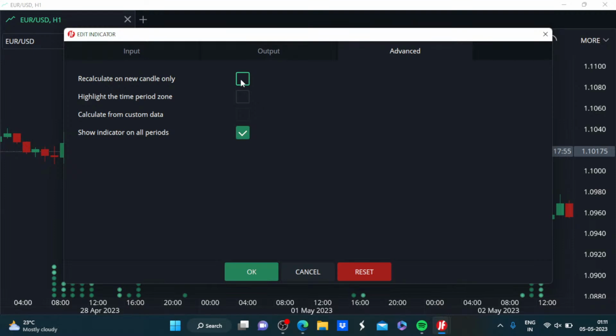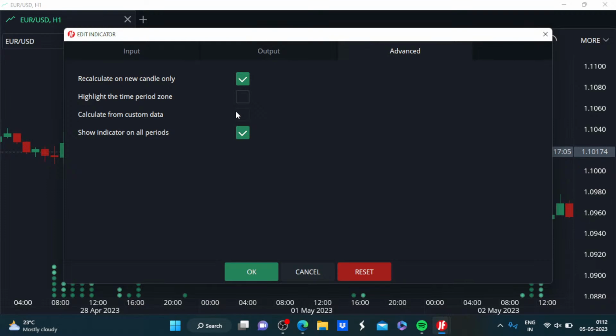Highlight the time period zone: whatever your calculation period is can be highlighted, but this is also not going to make any difference for this formation, as the number of candles which need to have shaped up in a particular manner is fixed at 4, so this is not going to be helpful either. Calculate from custom data: this option has already been disabled on the platform, as there is no possibility of customization of the input parameters. All we can do is vary the candle periods.